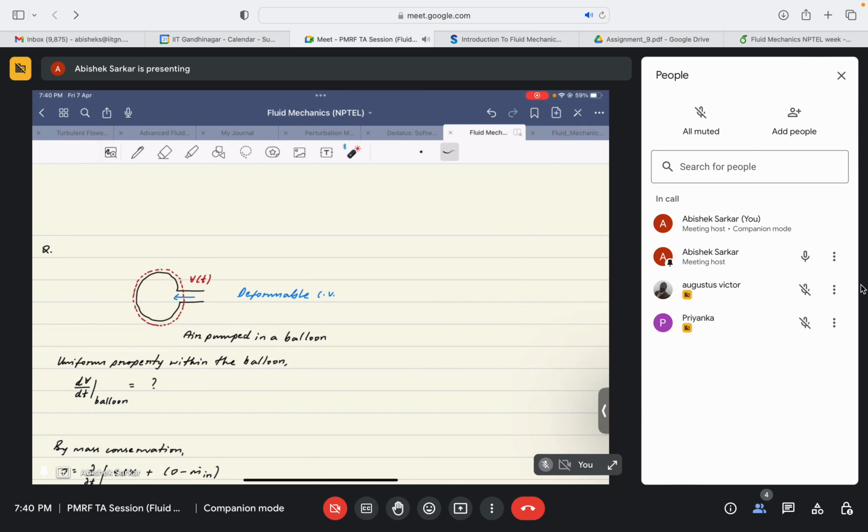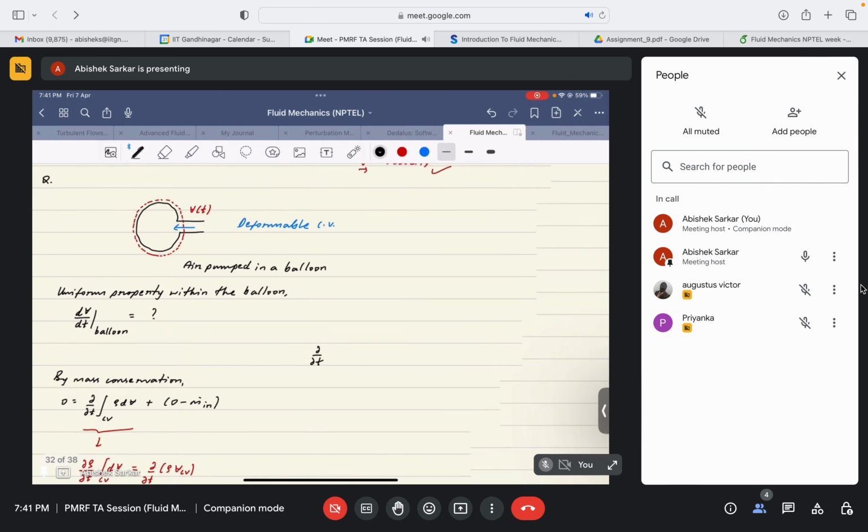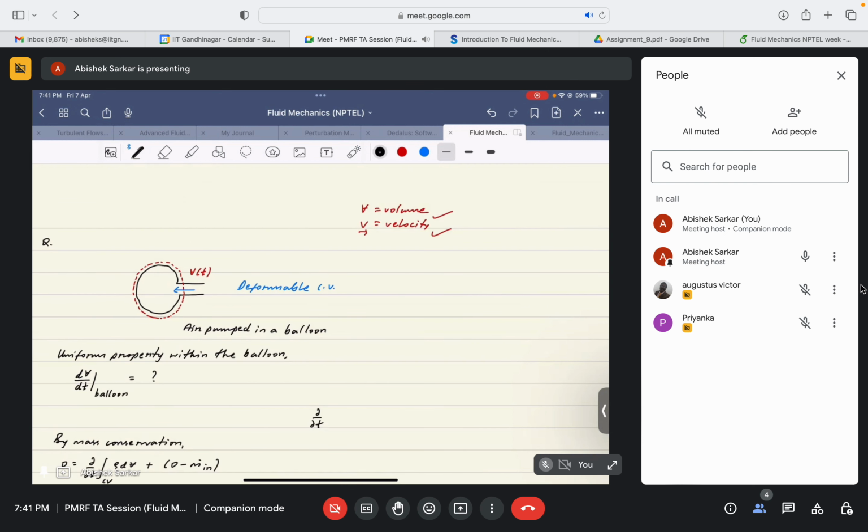Okay, from now on, you need to know that V cut will denote the volume and straight V will denote the velocity, in vector, obviously, but still, to be very clear, V cut will denote volume and V will denote velocity. So now we apply mass conservation. From the start itself, you write del by del t. Sorry, I forgot to mention how to choose the control volume.